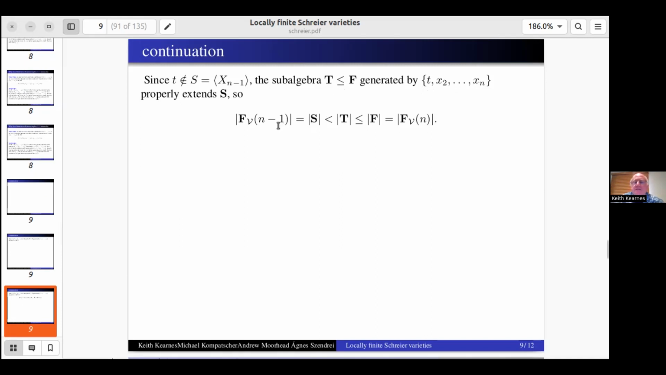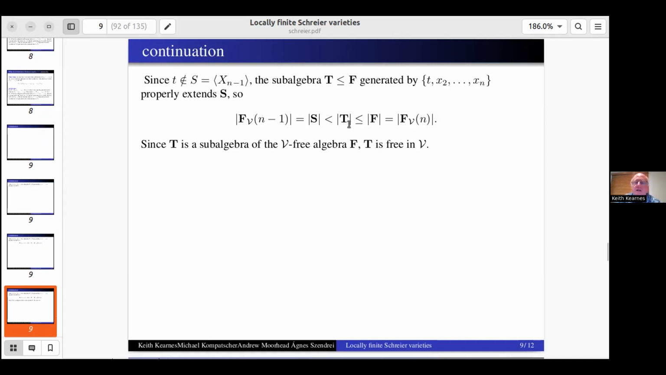S is free on n-1 generators, so it's the size of the free algebra on n-1 generators. T is a proper extension of S, so it's larger. T is a subalgebra of the free algebra on n generators. So I have this comparison. Now I'm going to use the Schreierness. T is a subalgebra of a free algebra, so it's free. What's the rank? What can its rank be?